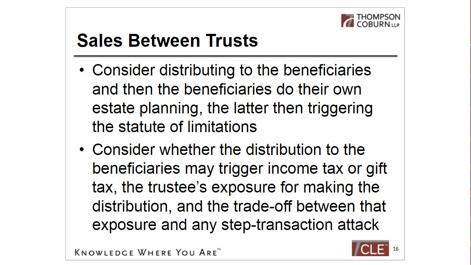But if the distributions to beneficiaries are somehow limited, then there can be income tax or gift tax consequences for doing that distribution because you have basically the other beneficiaries who are consenting. Or maybe the other beneficiaries don't consent, but the trustee does the distribution, they don't object, and by their acquiescence, they're letting something happen that technically was not allowed to happen. So they could be deemed to make a gift for that. So you consider that. Consider the trustee's exposure for making the distribution.